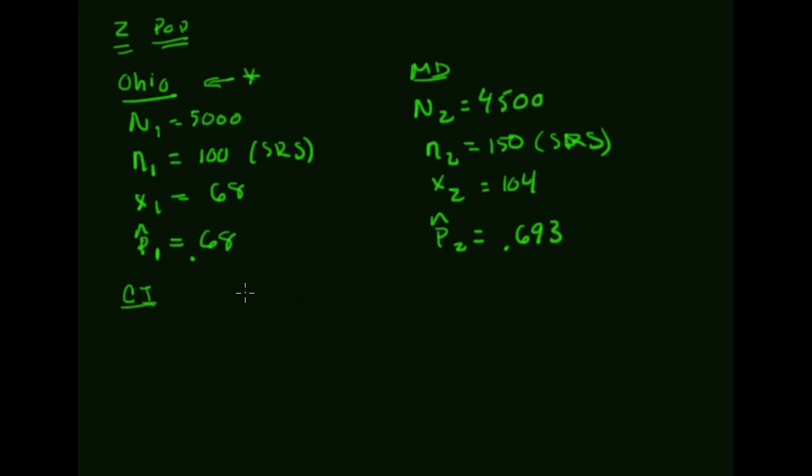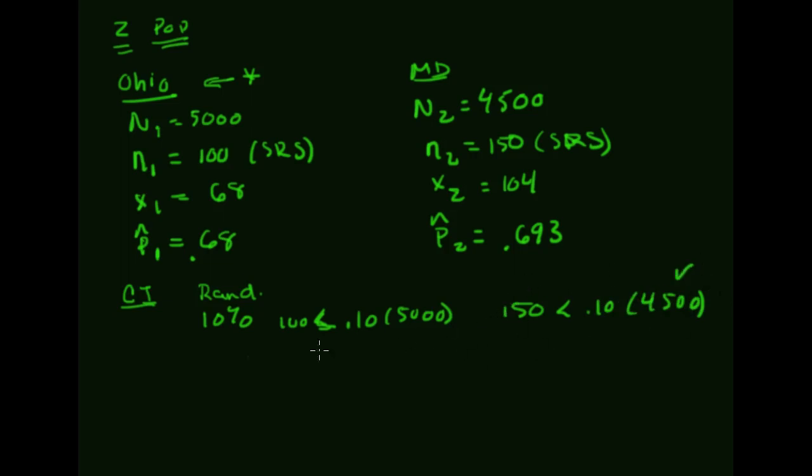My confidence interval has to meet three criteria. We have to have a random sample, which we met. We have to check the 10% criteria, and my sample of 100 is definitely less than 10% of the 5,000 in the Ohio sampling. The 150 is less than 10% of the 4,500 in the Maryland sampling. So we meet the 10% criteria, so we get a sense of normality from that.